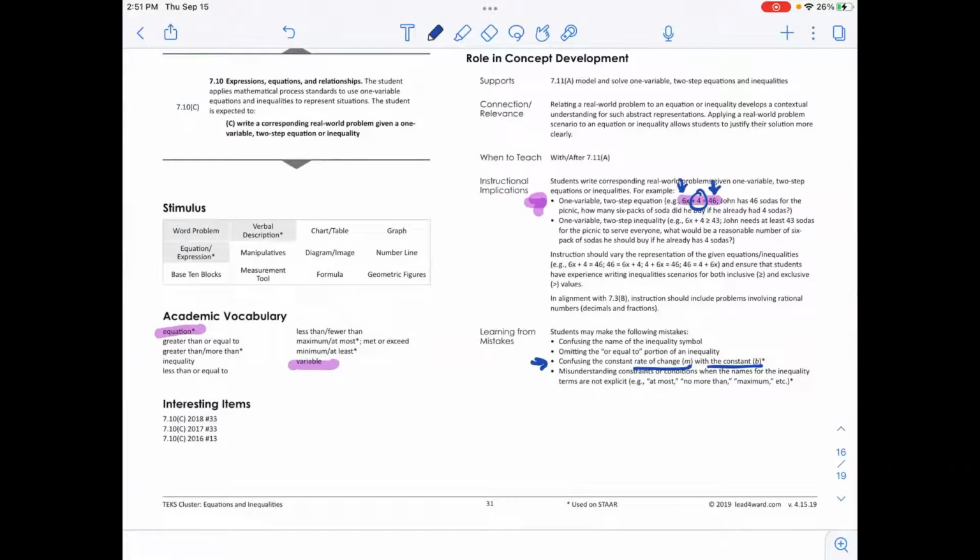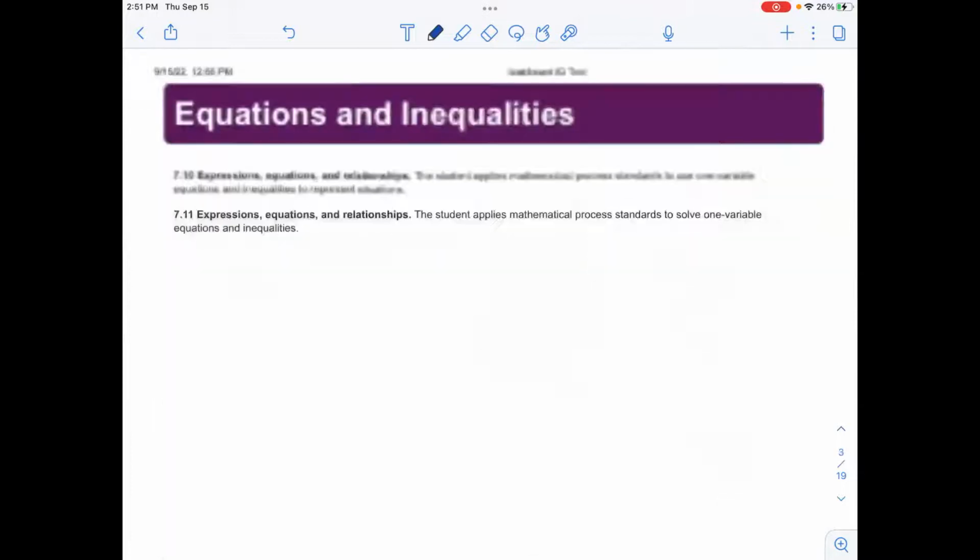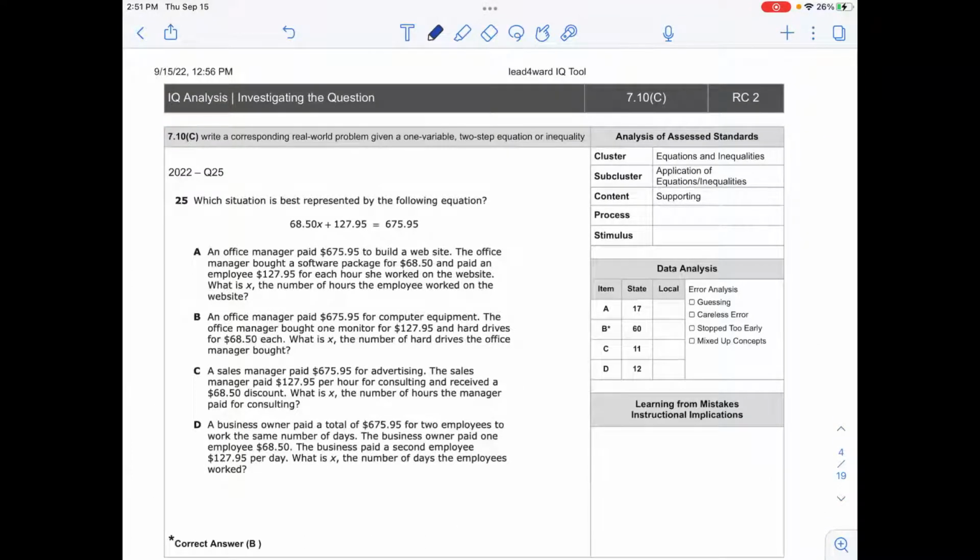Now let's go to Lead Forward and talk about some of the STAR release problems. Remember, you can go in and click what TEK you're looking at. I did 7.10C, and there was a problem from 2022. They are asking which situation is best represented by the following equation. So they have an equation, and all 4 answer choices are a verbal description. Students need to determine which of the following represents that equation.